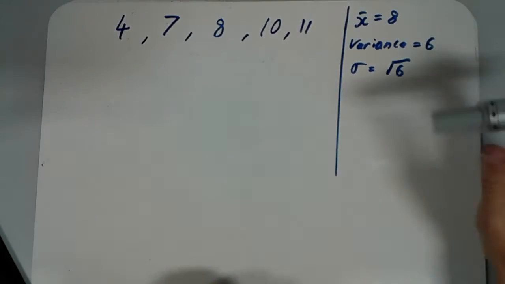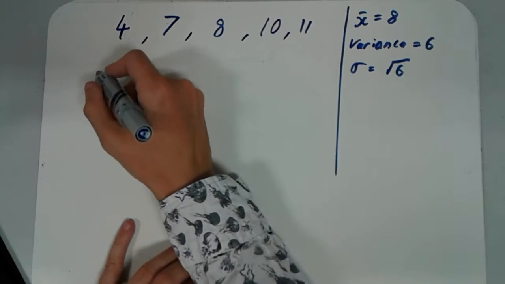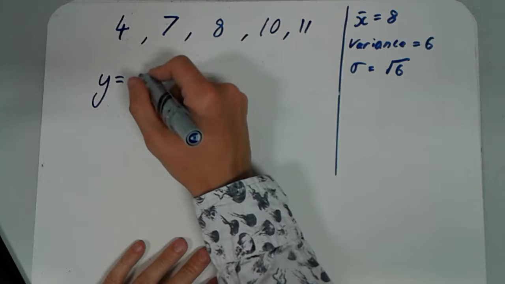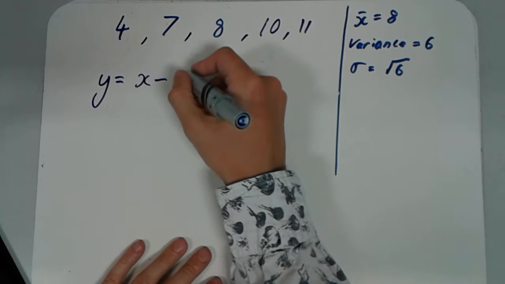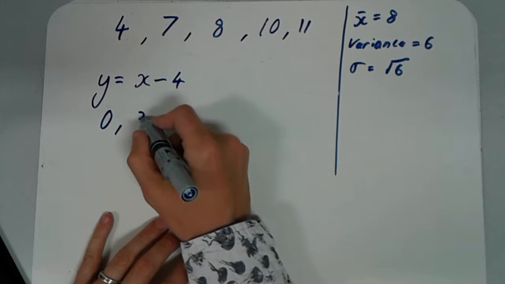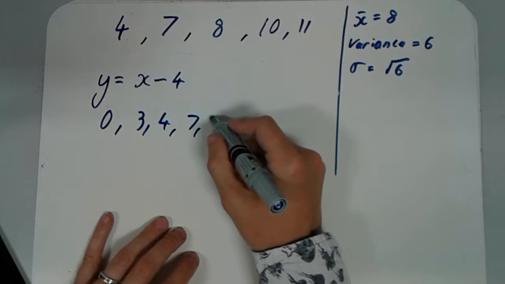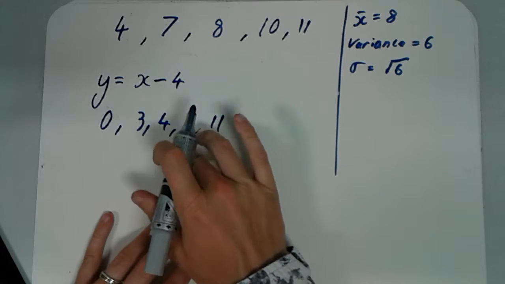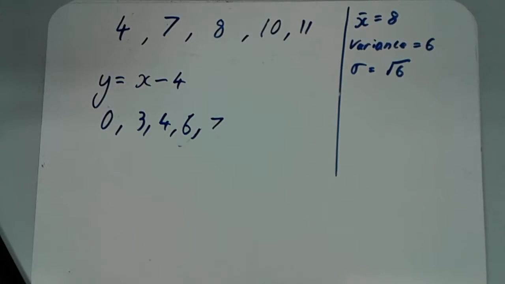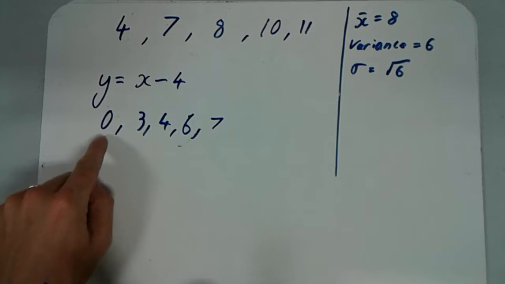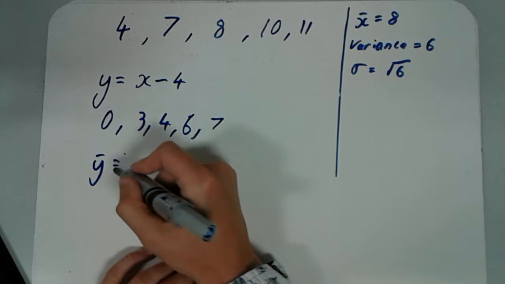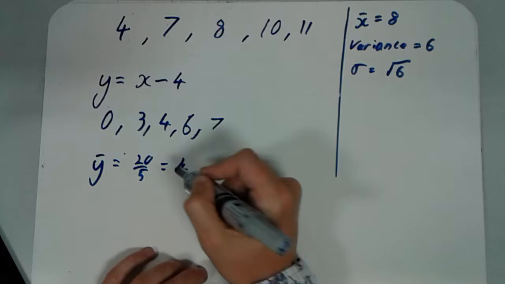Okay, so what code could we apply to this? We'll just look at some very simple ones for now. So we'll say that the new data y, we were using x before, is just going to be the x value minus 4. So we're just going to subtract 4 from each of these values, giving us a new list: 0, 3, 4, 7, and 6, and 11. Okay, now we find the mean of these, so adding them all up, 3, 7, 14, 20. So y bar will be 20 divided by 5, it's 4.